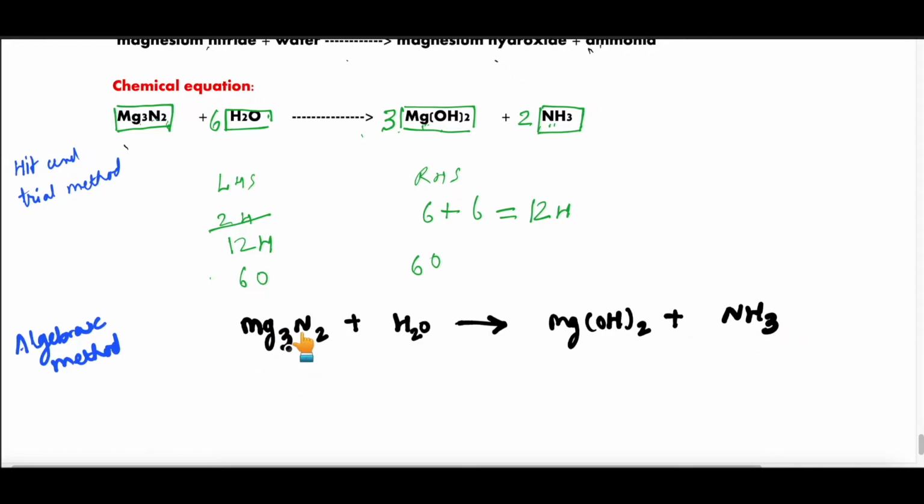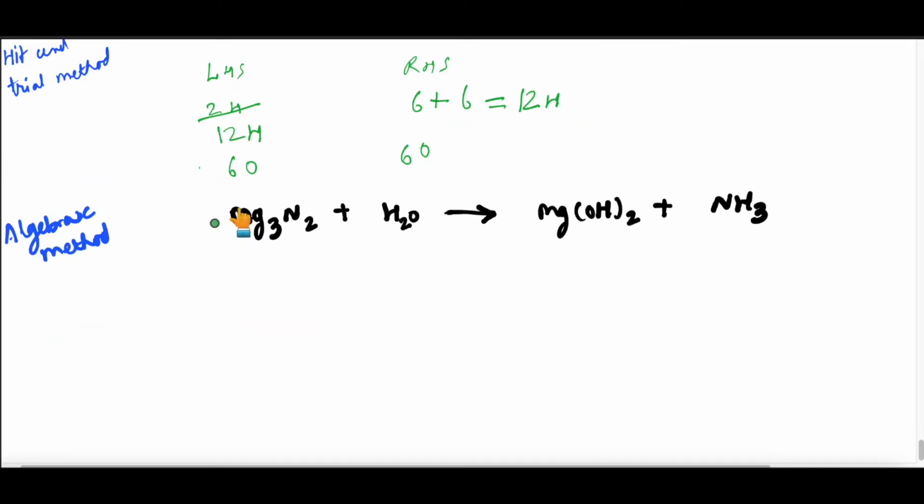Children, observe that while writing the formulas, I have left a sufficient gap before the formulas so that I have enough space while writing the coefficients. So now let us begin. I'll write down the alphabets A, B, C and D in front of all the formulas. That is the first step. The second step is we will write down all the elements present in the reaction. So here you have magnesium, nitrogen, hydrogen and oxygen.